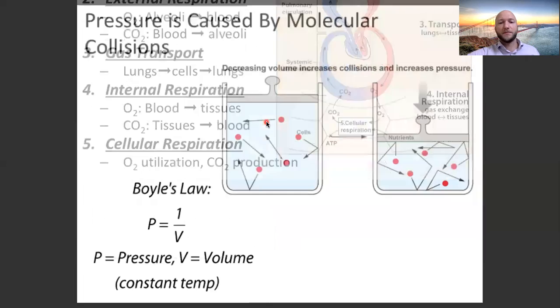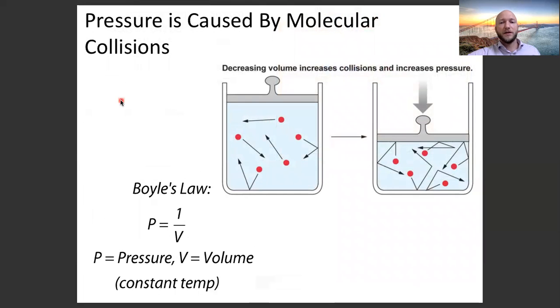All right. Pressure. Pressure is caused by molecular collisions. In this picture, we have 5 red gas dots. They're bouncing around this container.